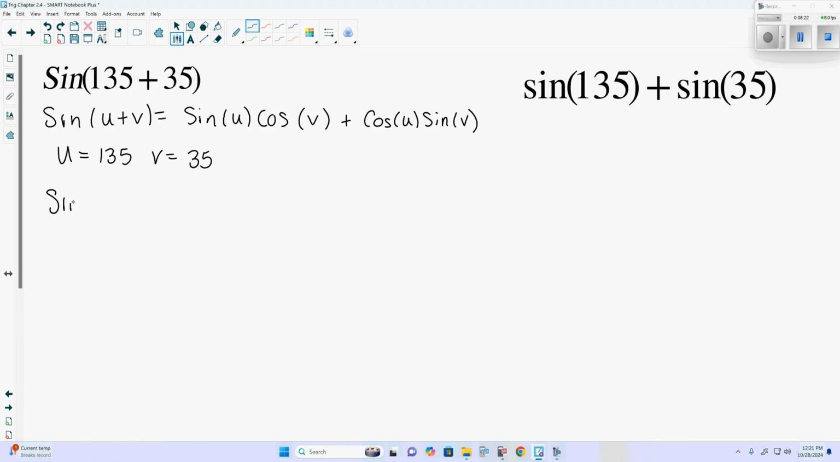So at this point here, we're going to plug it in. So we'll say sine of 135 degrees times cosine of 35 degrees plus cosine of 135 degrees sine of 35. Questions on any of this so far?